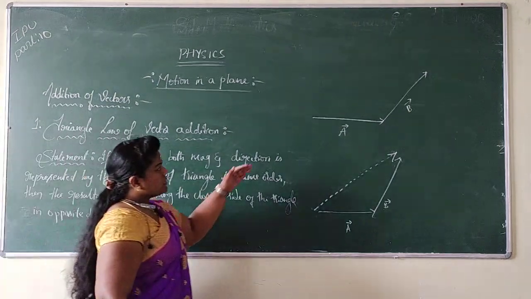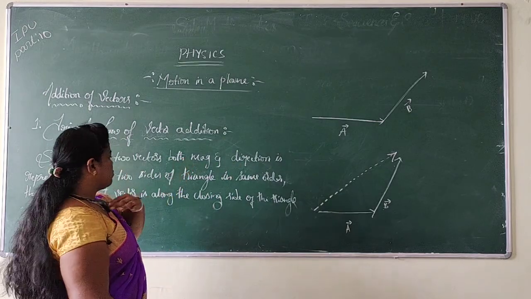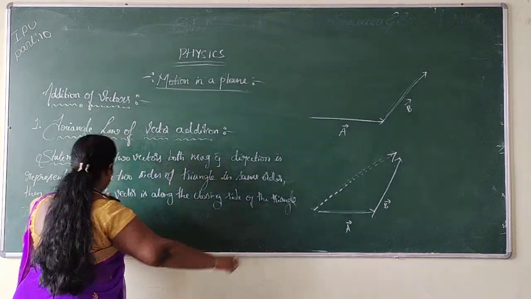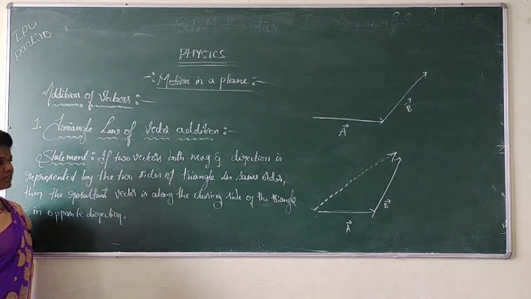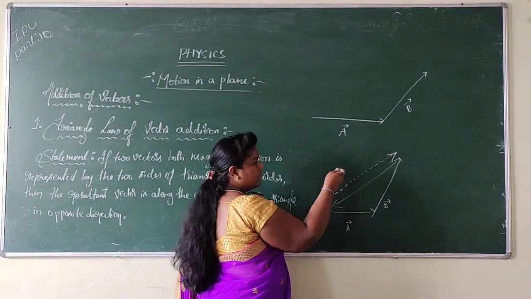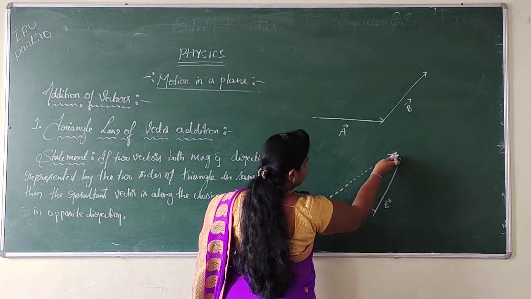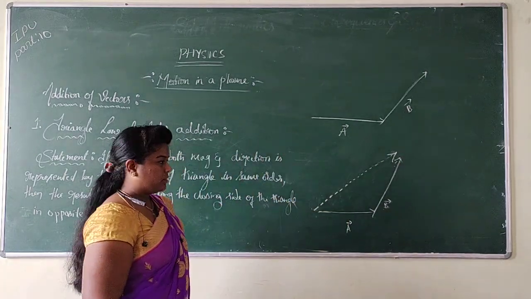This is said to be the closing side. Because this is said to be the remaining side of a triangle, it's said to be the closing side of a triangle, whereas the third closing side of a triangle is in the opposite direction. See, if I write this in this way, it is in the same order. But the resultant should always be in an opposite direction.